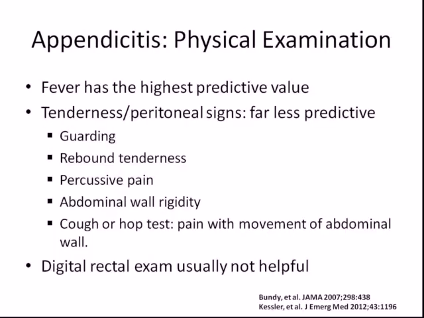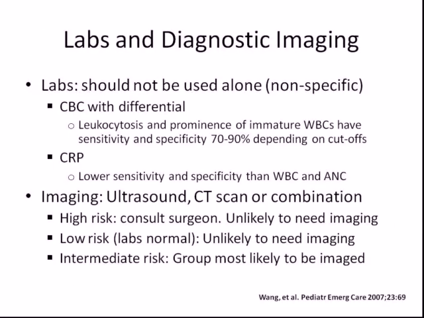Physical examination. Well, fever has the highest predictive value. Tenderness and peritoneal signs are less predictive, particularly guarding, rebound tenderness, percussive pain, and abdominal wall rigidity. As mentioned earlier, a cough or hop test can elicit pain with movement of the abdominal wall, and this would be suspicious for peritonitis. A digital rectal exam is usually not helpful in the evaluation and diagnosis of appendicitis.